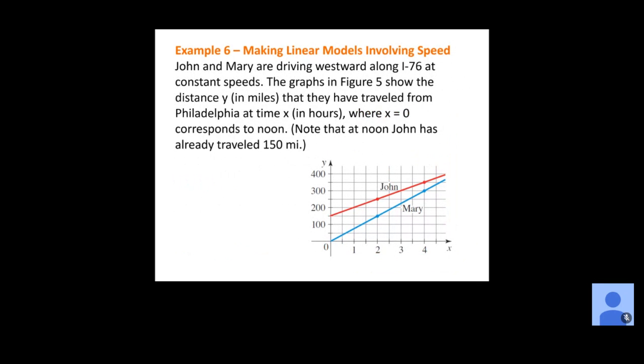All right, example 6. John and Mary are driving westward along I-76 at constant speeds. We've got our graph down here in figure 5, which shows the distance y in miles that they have traveled from Philadelphia at time x, measured in hours, where x equals 0 corresponds to noon. Note that at noon, John has already traveled 150 miles, because John's starting position at noon is 150. And Mary has not started yet, right? She starts at noon and then drives from there.